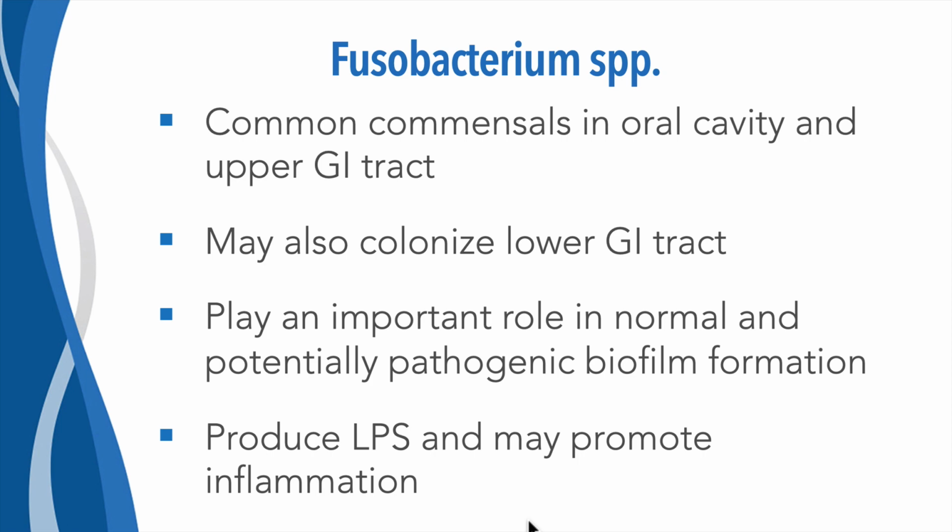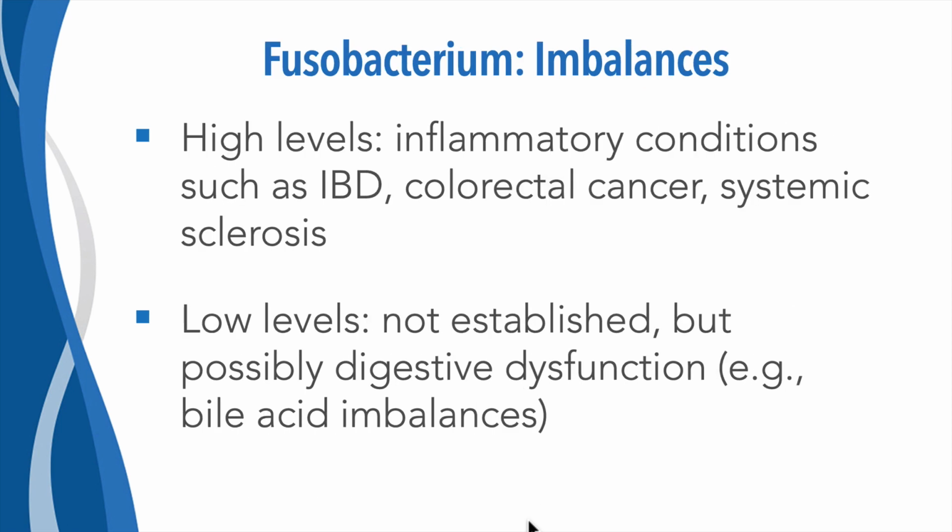It's also known that Fusobacterium produce lipopolysaccharide, i.e. LPS, and that may be one way in which they promote inflammation. So Fusobacterium are pretty well established to help promote inflammation in various ways. In terms of imbalances, high levels of Fusobacterium have been associated with certain inflammatory conditions, in particular IBD, colorectal cancer, and also the autoimmune condition systemic sclerosis. Low levels have not really yet been established with any particular conditions, but there is some evidence suggesting that possibly digestive dysfunction, such as bile acid imbalances, may lead to unusually low levels of Fusobacterium.